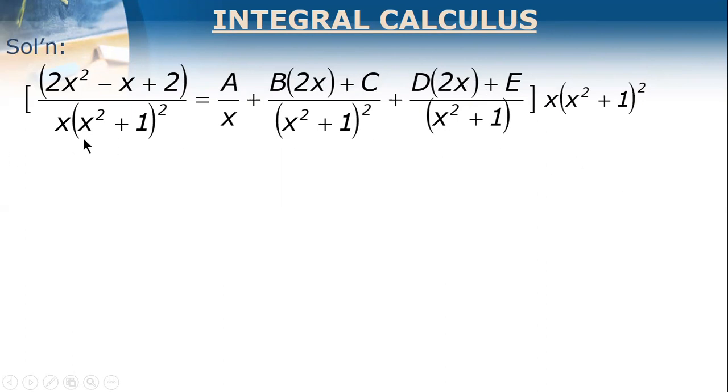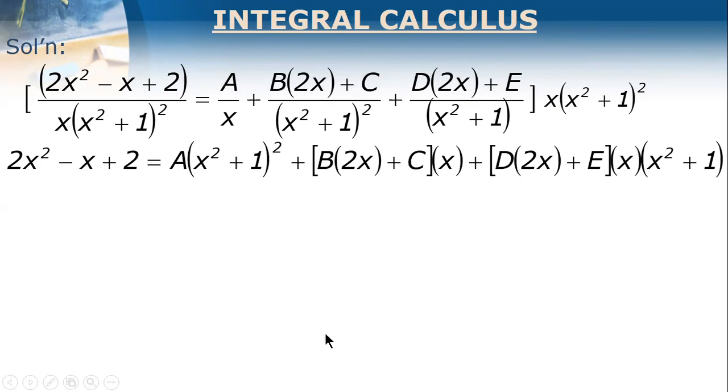Okay, so let's multiply the whole equation by Q of x, and this is the result. A over x times this, you have x squared plus 1 squared, and then B times 2x plus C over this times this is x only, and then D times 2x plus E over this times this one. The x squared plus 1 cancels. So next is to expand.